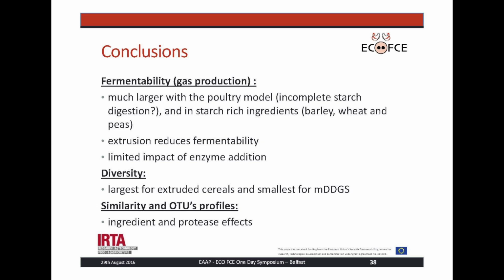Then extrusion reduces fermentability, and enzyme addition seems to have an impact to reduce fermentability, but it's probably not as important as that. Diversity seems to be largest for the extruded cereals, and the smallest for the maize DDGS. And then the similarity and OTU profiles seem to be affected very much by the ingredient type, and also in the case of the enzymes, the protease seems to have an effect.